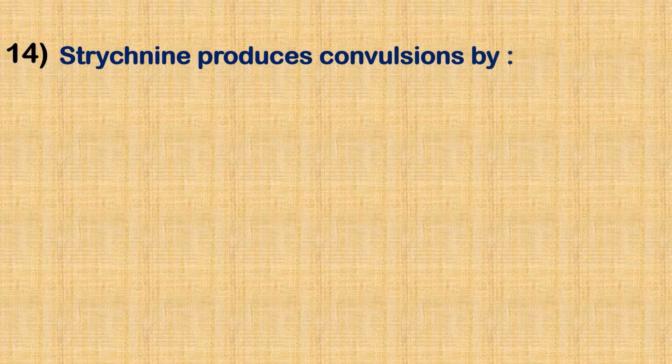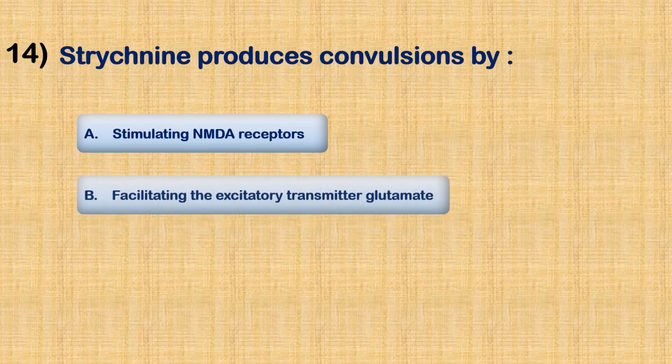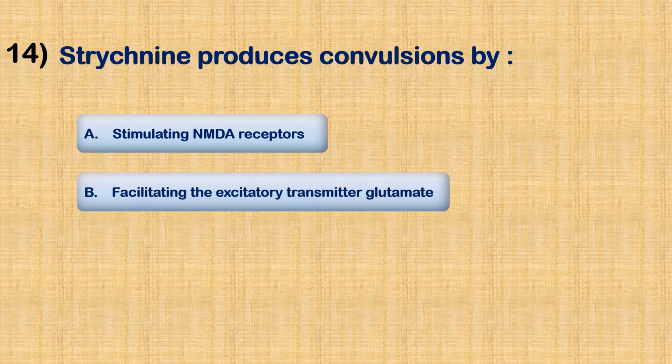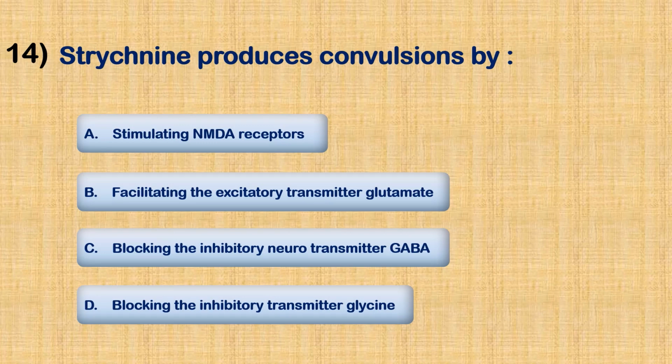So let's have a look at question number 14. Strychnine produces convulsions by option A, stimulating NMDA receptor, option B, facilitating the excitatory transmitter glutamate, option C, blocking the inhibitory neurotransmitter GABA, and option D, blocking the inhibitory transmitter glycine.